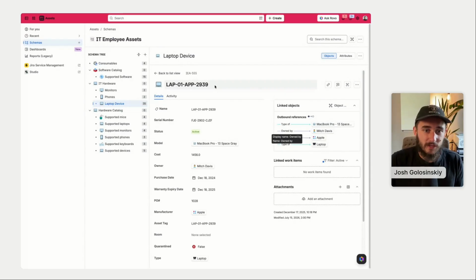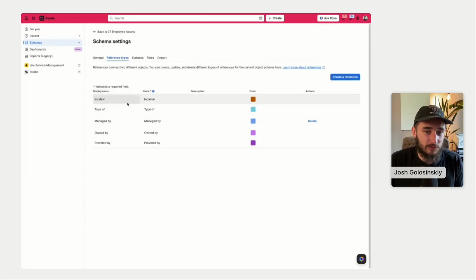These are things that are managed in your schema settings as reference types. Keep things very clean and very simple because this is what's going to give you context on the actual relationships. So when you're looking at something and it's like a laptop and someone owns that laptop, you could say owned by, right? Or has a relationship to, or is managed by, or has a manager of, or something like that.